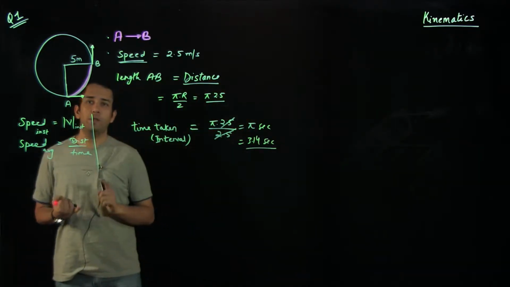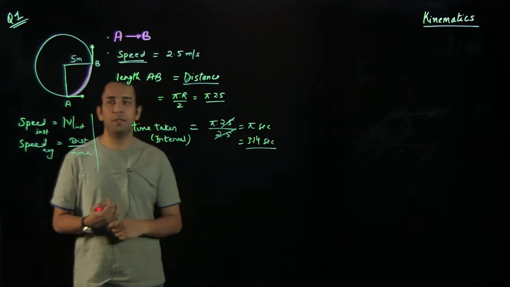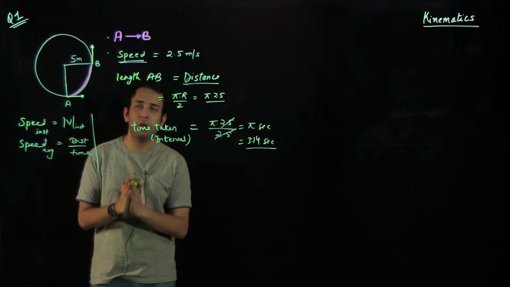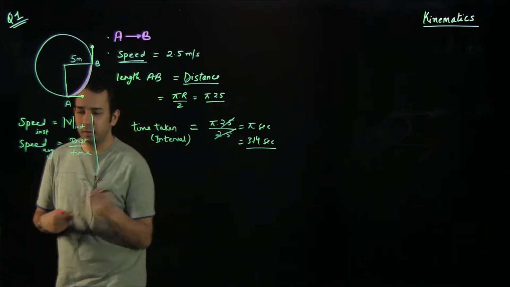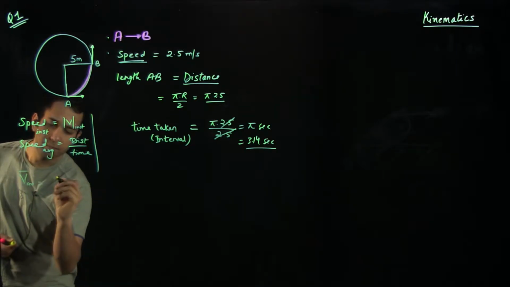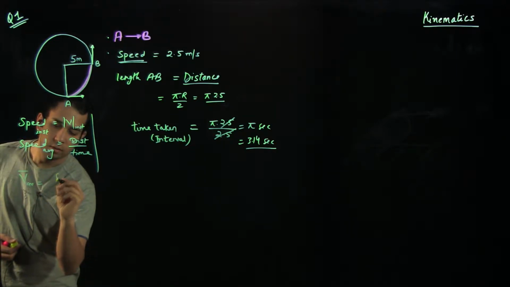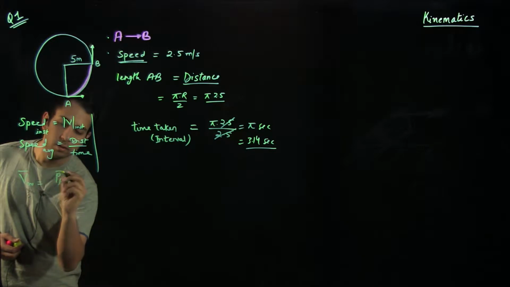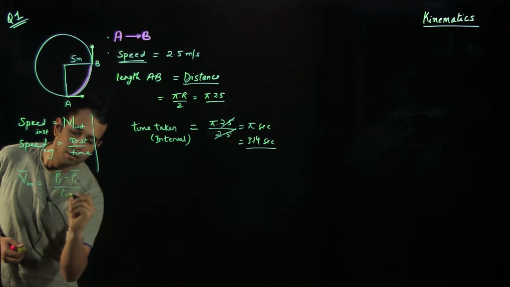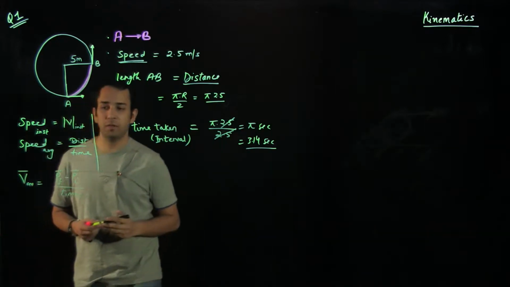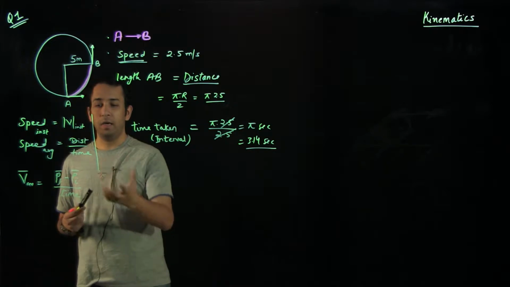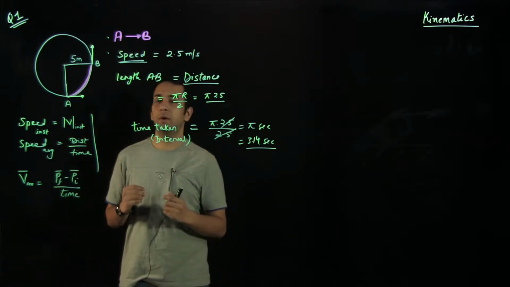Now we need to calculate the average velocity and average acceleration. Just recall what we discussed: average velocity is the final position minus initial position upon the time interval, and average velocity is a vector. So we know that the final position and initial position have to be defined with respect to an origin.